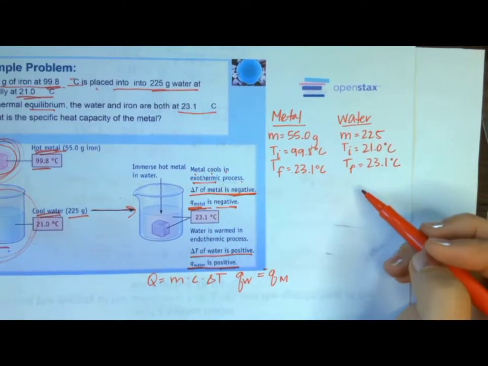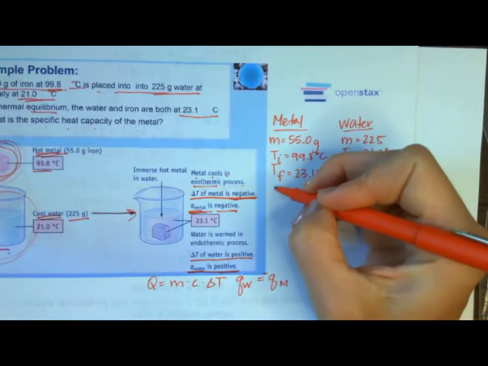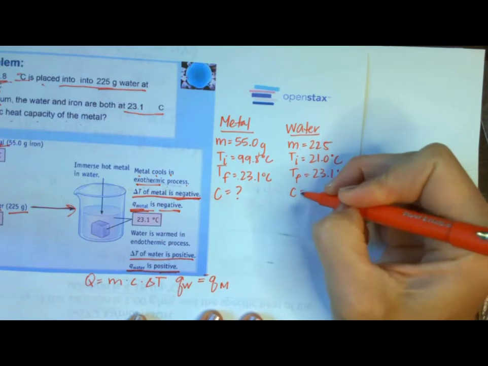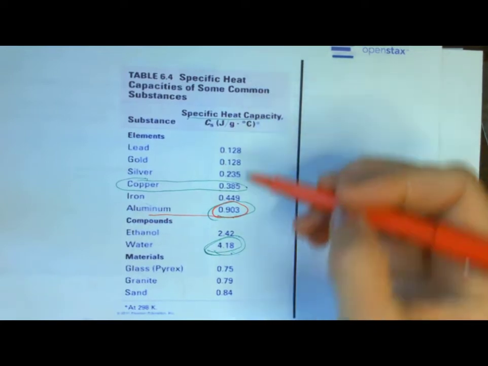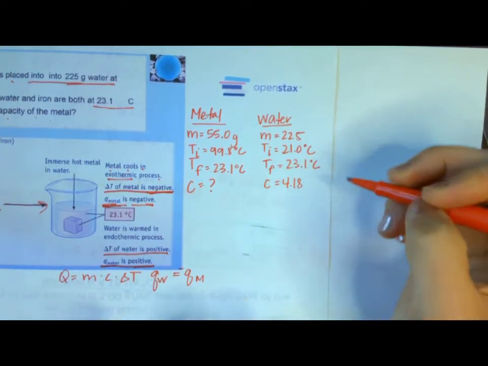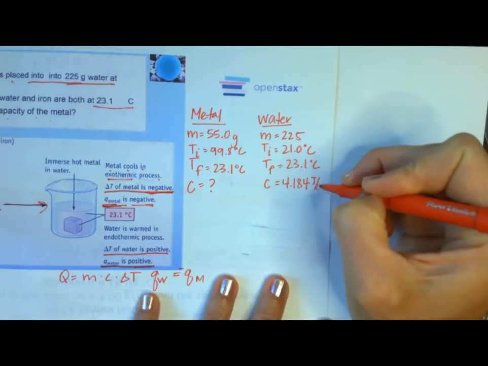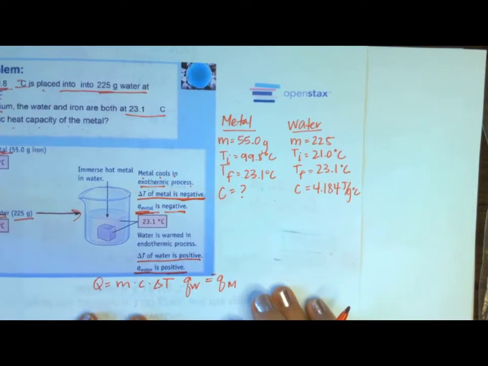Okay, there is one more piece of information that we know. It's asking us to find the specific heat capacity of the metal. So we need to find C, the specific heat of the metal. I know the specific heat of water. Remember when we look back at our specific heat capacities? Water is always a constant at 4.18. You can leave it at 4.18. Some references will tell you that it's 4.184 joules per gram degrees Celsius. So either way, it's a thousandth of a position. So some tell you 4.18, some tell you 4.184.